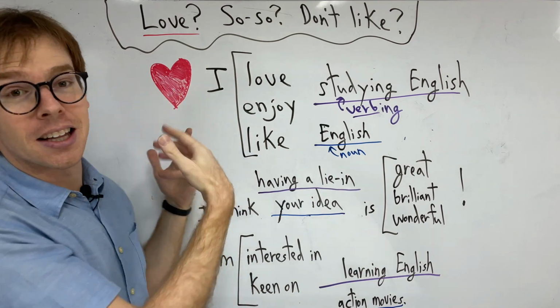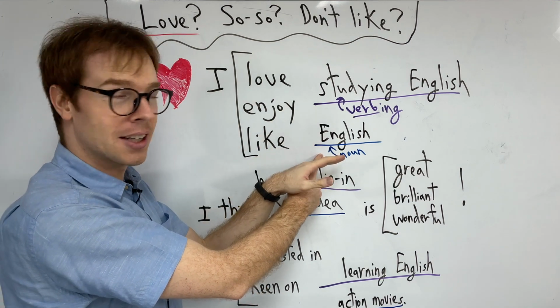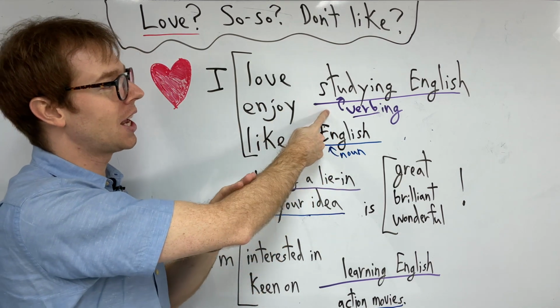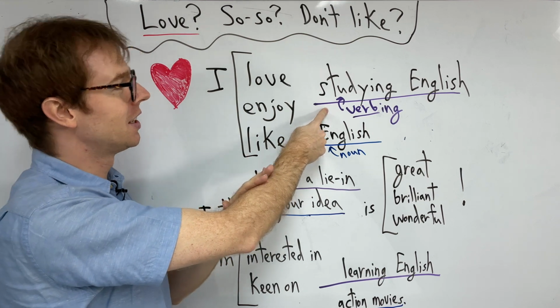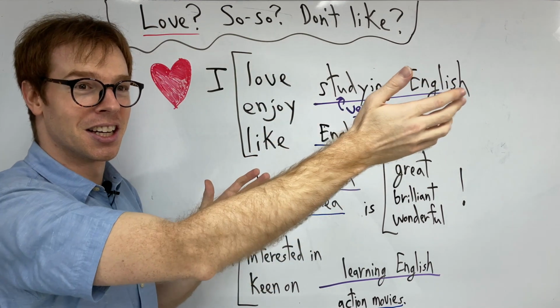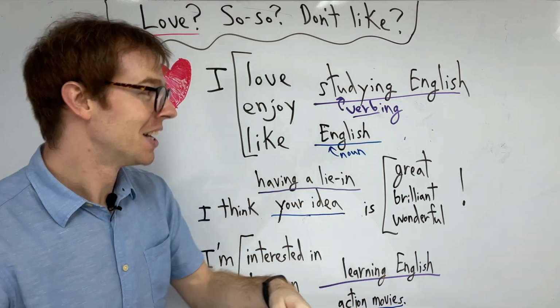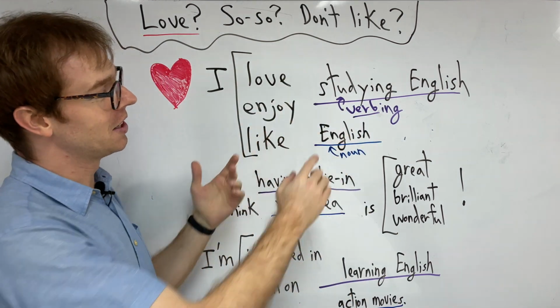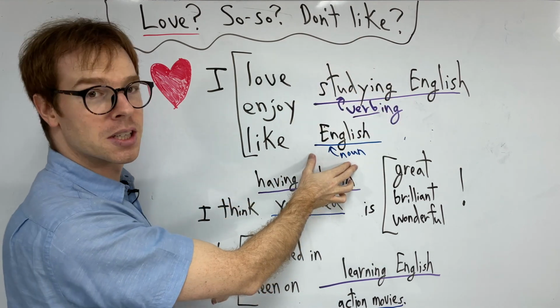And love, like I said, I love my parents, I love English. We can use a noun, that's okay. Or we can use a verb with ing. Both are okay. I love studying English or I love English, right? I love cooking dinner with my wife. I love cooking, right? Something like that. We can do the verb or the noun style.